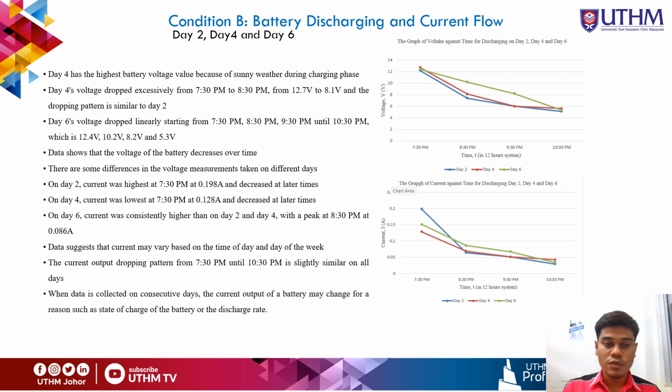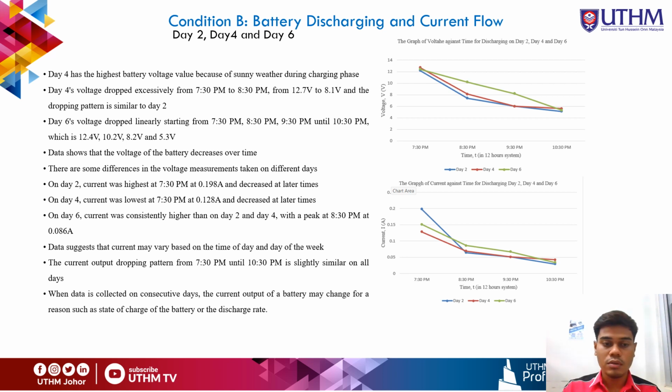The data shows the voltage of the battery decreases over time. There are some differences in the voltage measurement taken on the different days. On day 2, as we can see, current was highest at 7:30 pm, which is 0.198 ampere, and decreased at later times.